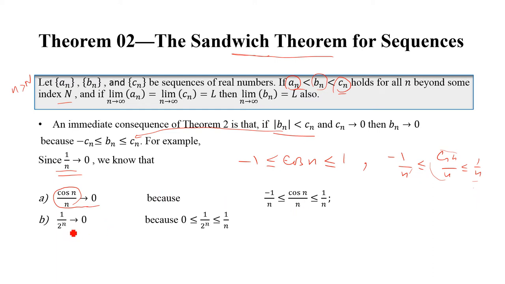Now 1 over 2 to the power n is greater than or equal to 0 but less than or equal to 1 over n. And 1 over n approaches 0, and 0 of course is convergent with limit 0. So the limit of 1 over 2 to the power n is also 0.